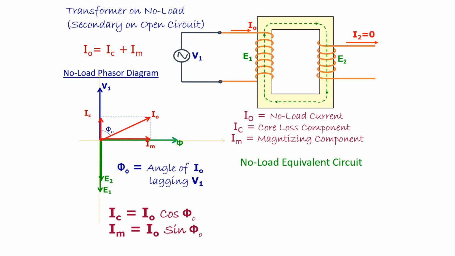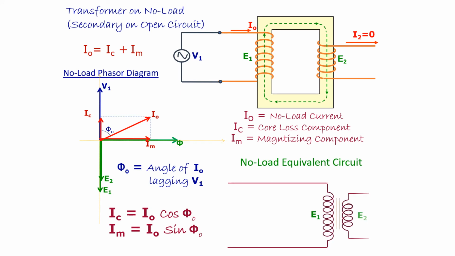Let us draw the equivalent circuit under no load condition. V1 is the supply voltage. The input current is I1. This I1 input current is equal to I0 under no load condition. This I0 will be shown flowing through a magnetizing branch. This I0 has two components, Ic and Im.